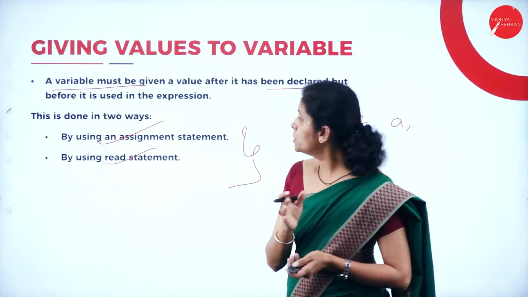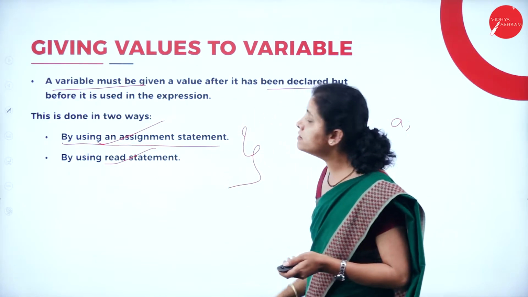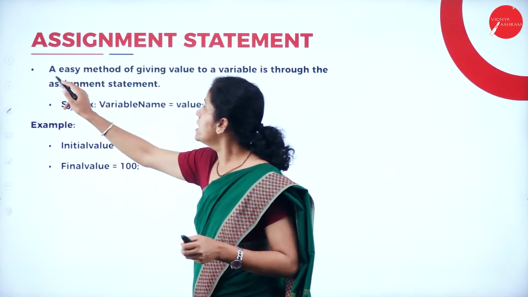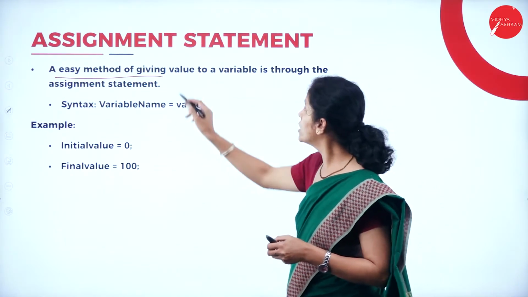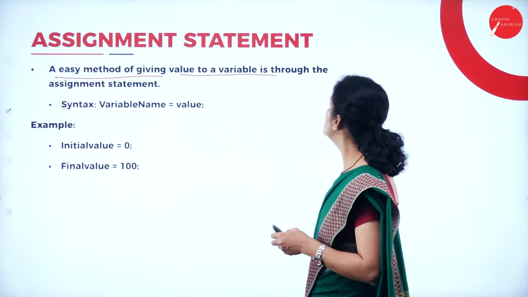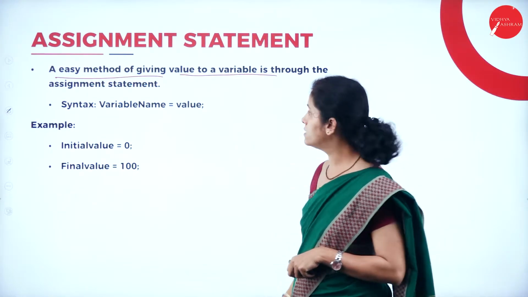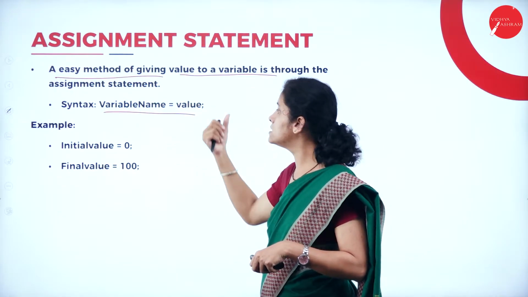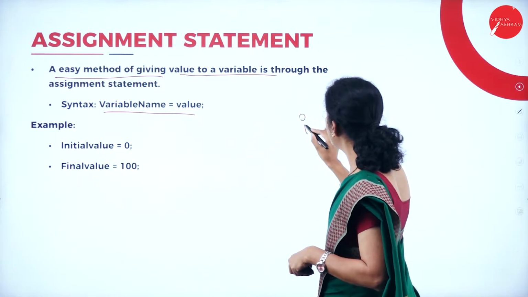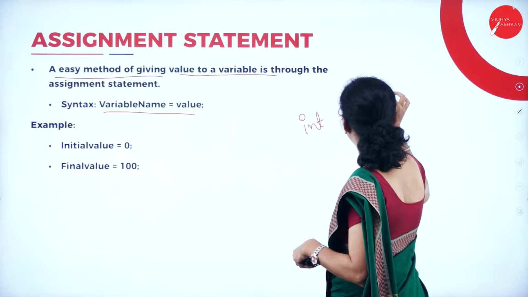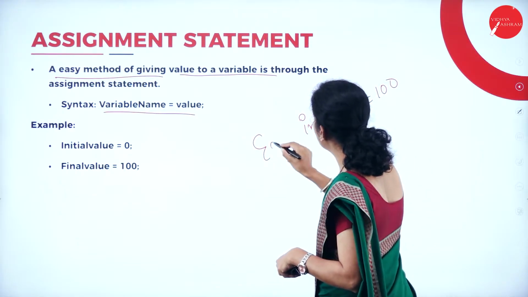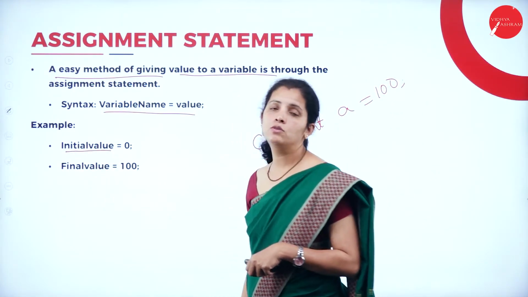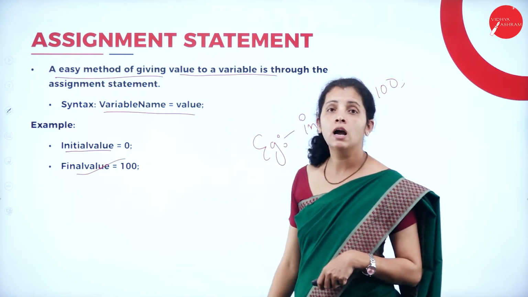Now, so dear student, if I go with the first type, that is by using an assignment statement, then an easy method of giving values to a variable is through the assignment statement. So here, how to assign the value? First, I'm going to have the variable name, then assign the value. For example, if I write int a equal to 100, then this is the example for assigning values. So this is the example, that is initial value 0 as well as final value 100.